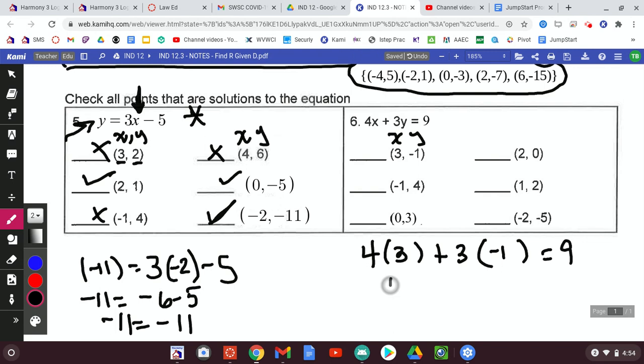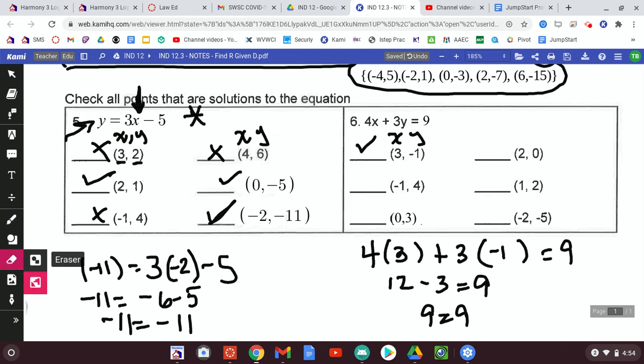So this is the x spot, so there's a 3, and this is the y spot, so that's a negative 1. 4 times 3 is 12, and then 3 times negative 1 is negative 3, 12 minus 3 is 9. Does 9 equal 9? Yes, it does. So that point is a solution to this equation.